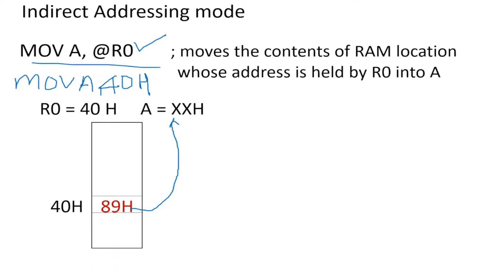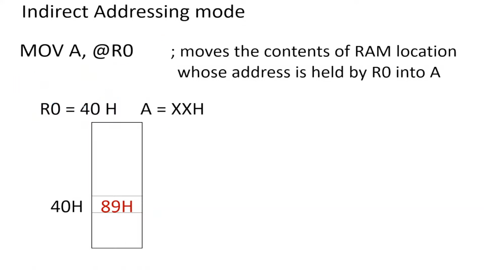How is it done? First, load the memory pointer with the desired memory location address. Here R0 is loaded with 40H, and then write the instruction MOV A, @R0. What will it do? It will look for the value in R0. What is the value in R0? It is memory location 40H. So the address of the memory location is in R0, and then it will move the content of 40H.